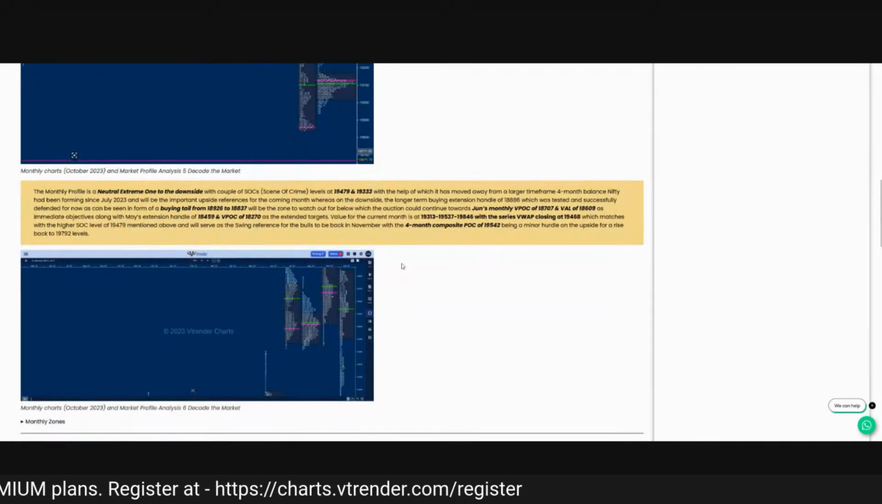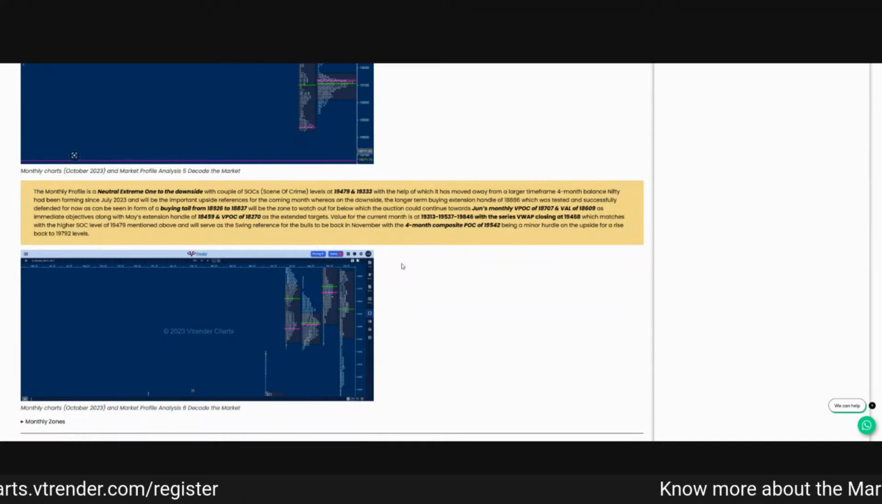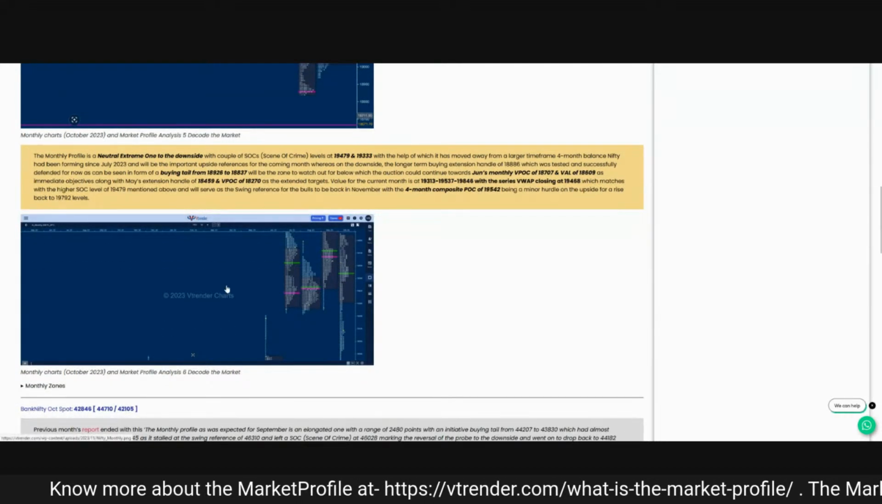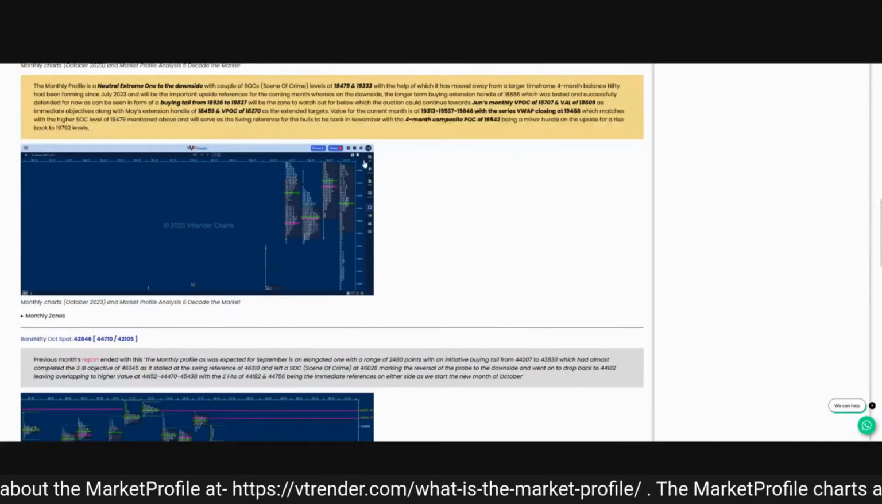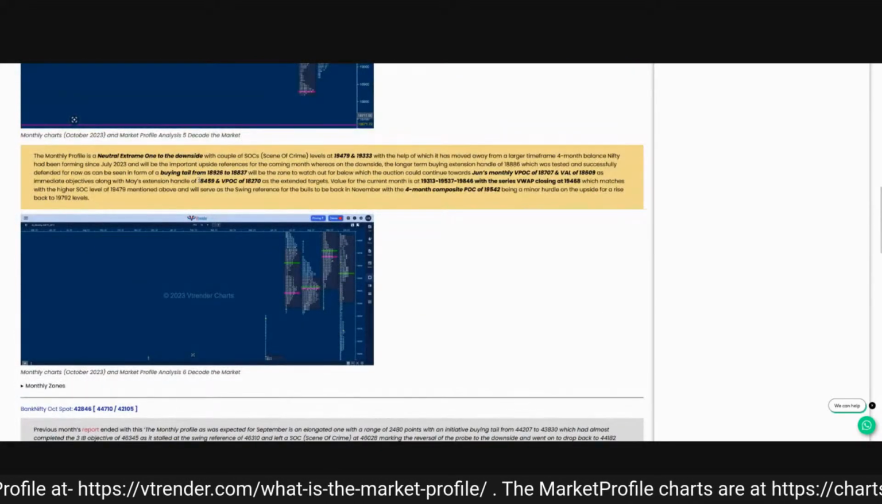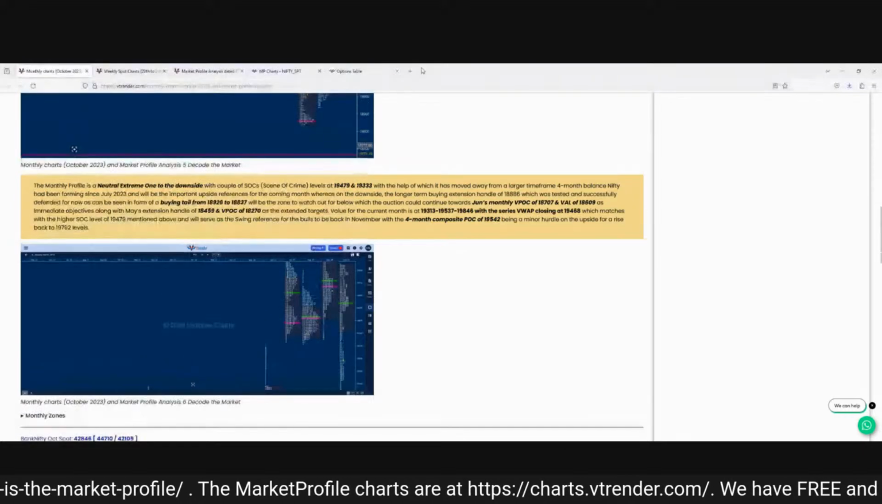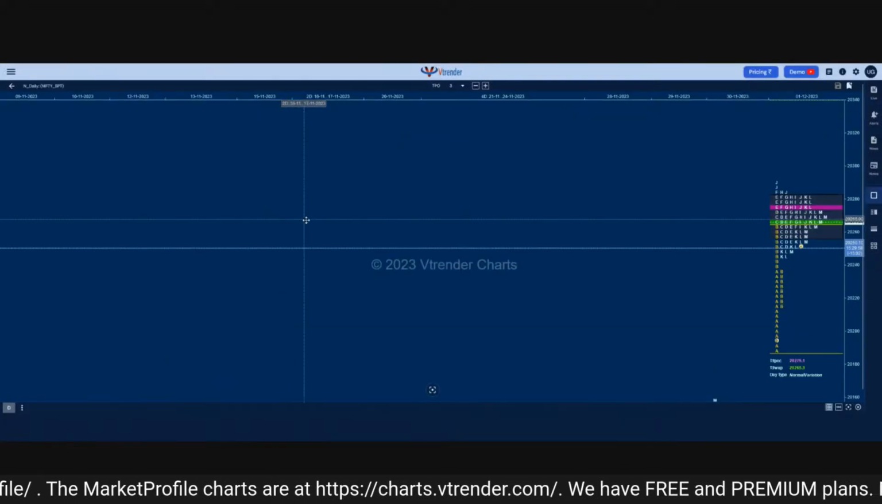This is how we do the analysis once a month is complete, once a week is complete, and once a day is complete. We go by the top to bottom approach: we see the monthly, weekly, and then the daily. These were the references which were given, and we had the value area of the month and the important levels both on the upside and the downside. I'll quickly come on to the profile chart.